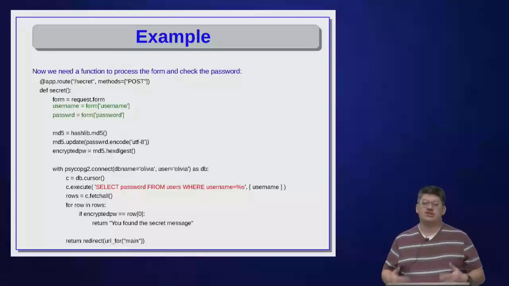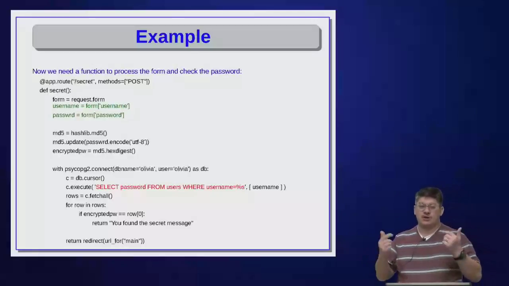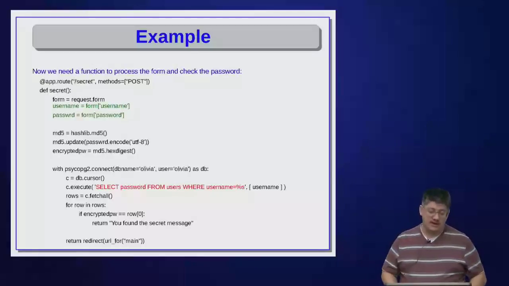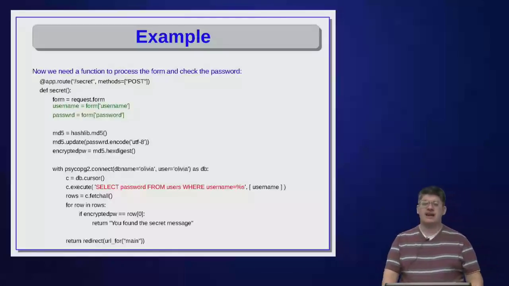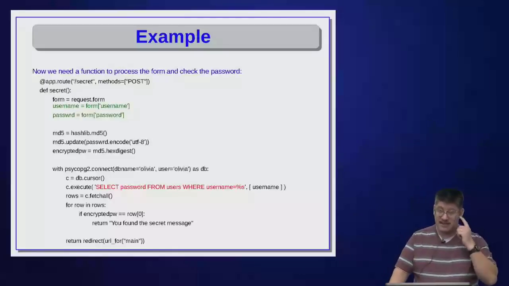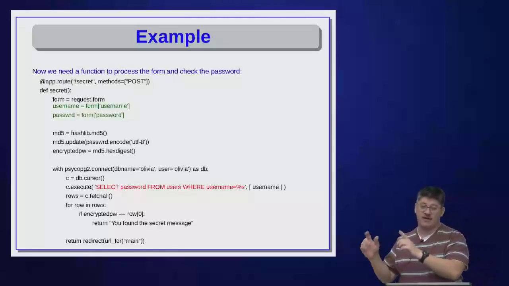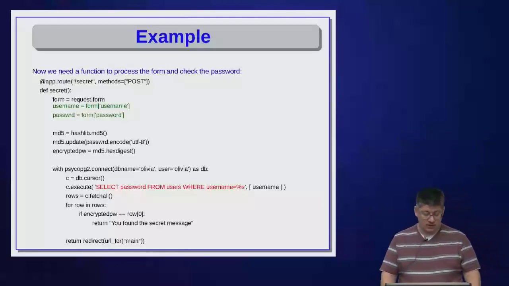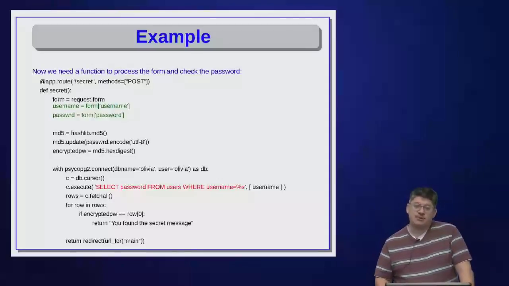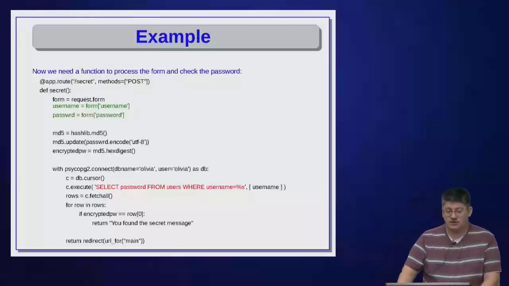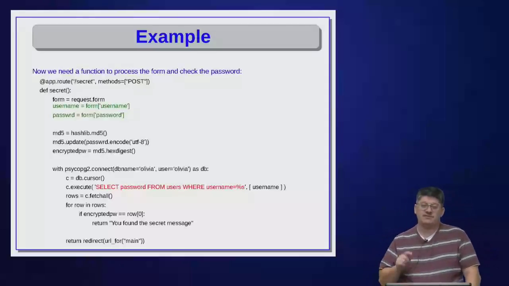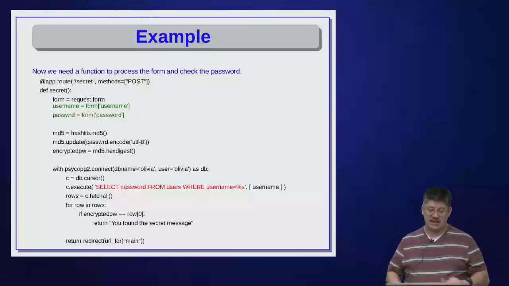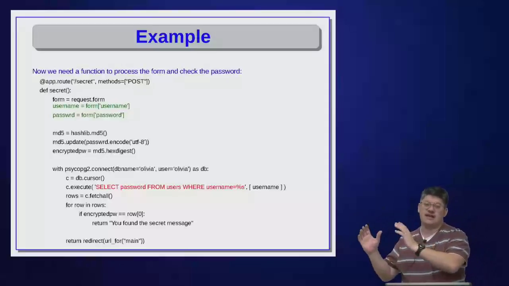So if we want to check if the password's correct, we first have to encrypt it and then compare the encrypted strings. To do that, I create an MD5 object by saying MD5 gets hashlib.md5. Hashlib provides several different hashes, but MD5 is the one we're going to use. And then I put the password they typed in into the MD5 object by calling the update function. So here I'm saying MD5.update, and in parentheses I'm saying password.encode of UTF-8.